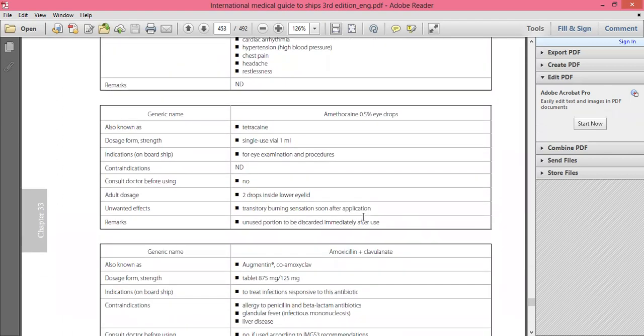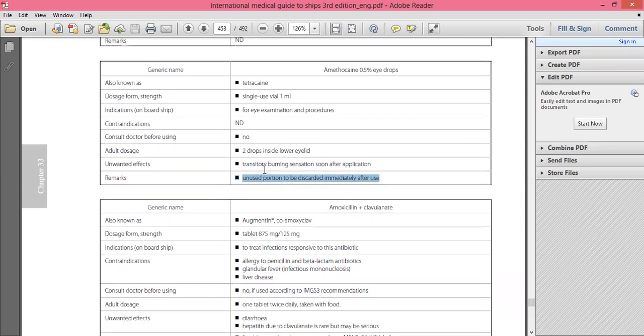Now, for example, this medicine generic name is amethocaine 0.5% eye drops, also known as tetracaine. It's a single-use vial for eye examination procedures. Consult doctor before using? You don't need to consult, so it says no. Adult dosage is 2 drops inside lower eyelid. Unwanted effects are transitory burning sensations soon after application, and remarks are unused portion to be discarded immediately after use.